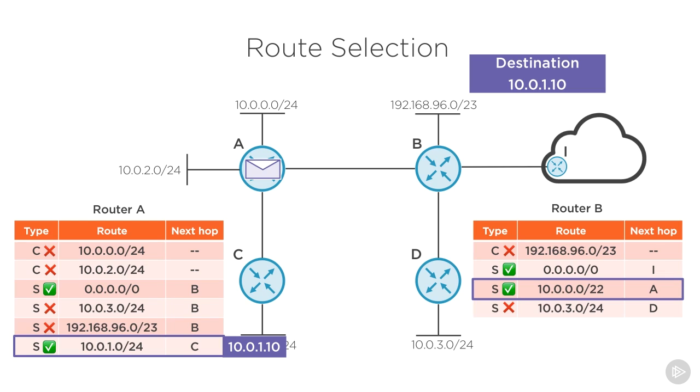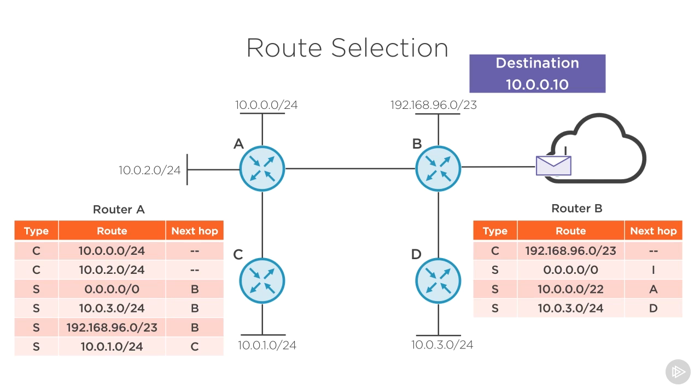We're going to choose that last route because it has the largest number of matching bits in the network portion. So we forward our message down to router C and it's at our destination. 10.0.1.0 is directly connected to router C. Let's do one more example here.